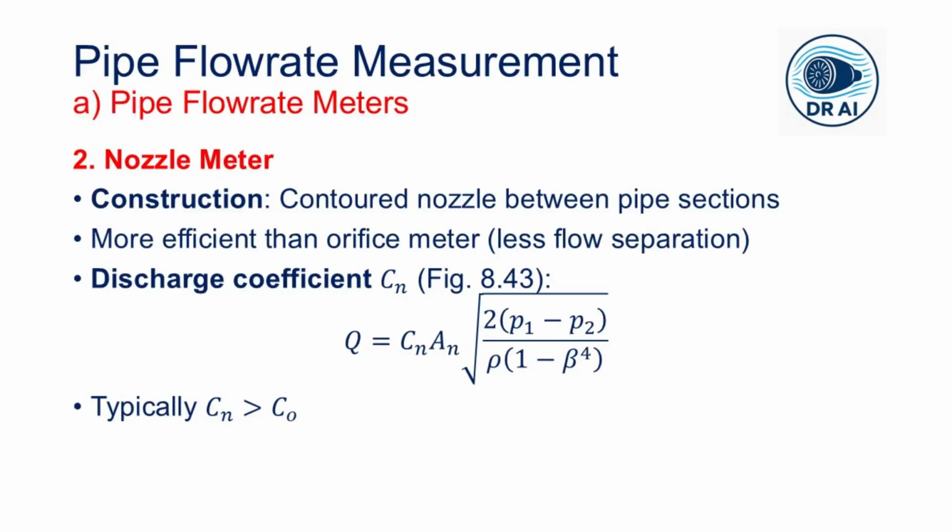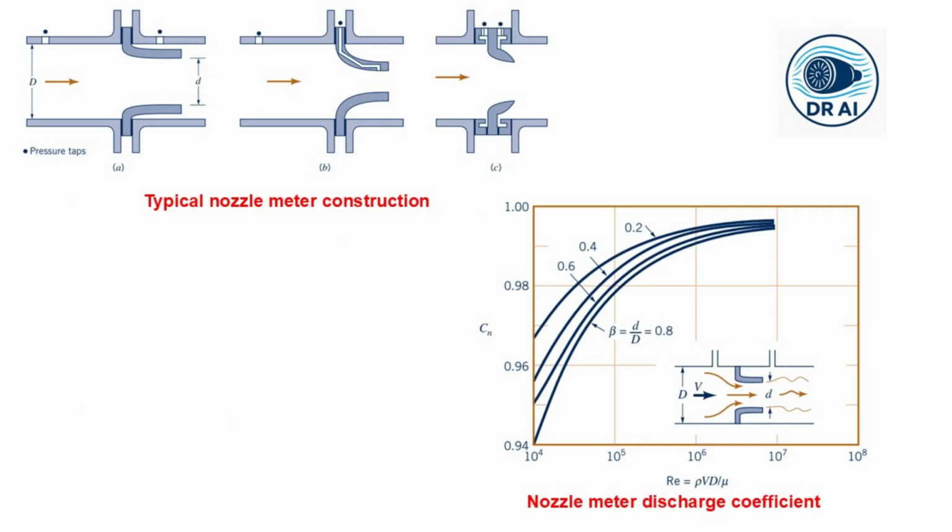The second one is the nozzle meter, and as shown over here in this particular figure, instead of a flat plate, you have a contoured, nozzle-shaped construction. This is more expensive to manufacture than a simple orifice plate, but it has advantages. The contoured shape guides the flow more smoothly. There is much less separation, and the vena contracta effect is greatly reduced. The flow is closer to ideal.